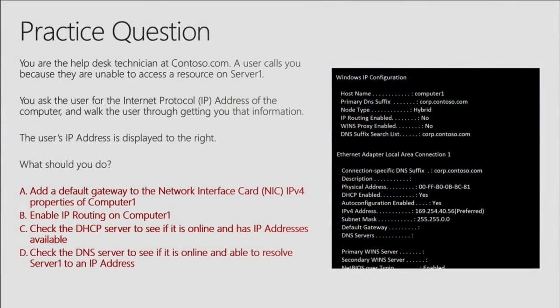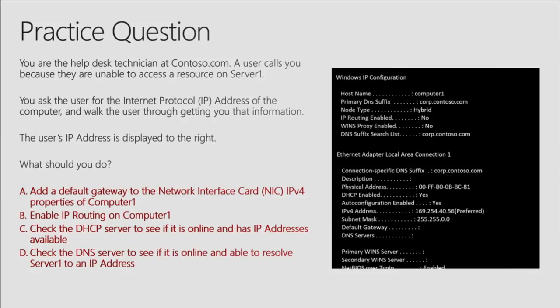So, in that spirit, let's take a look at this practice question. I want to know basically what's wrong with this picture. Let's read it out. You're the help desk technician at contoso.com. A user calls you because they're unable to access a resource on server 1. You ask the user for the IP address of the computer and walk the user through getting you that information. The IP address is as displayed on the right. And the question here is, what should you do?